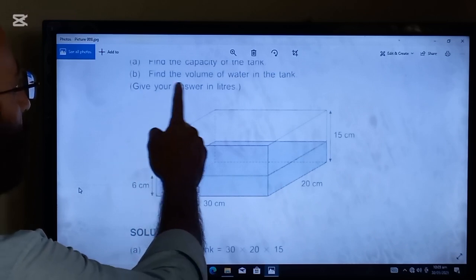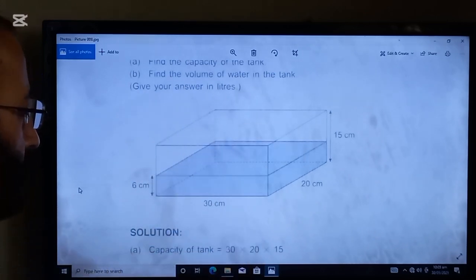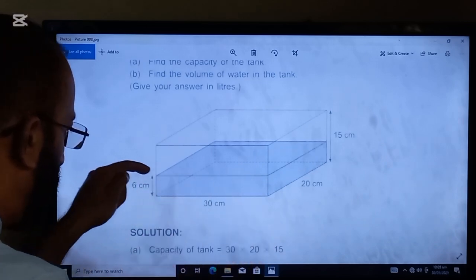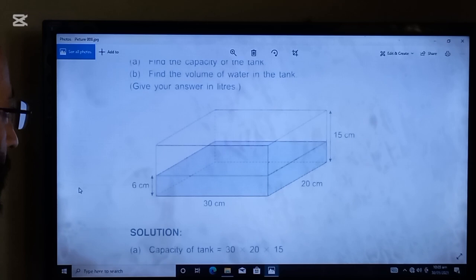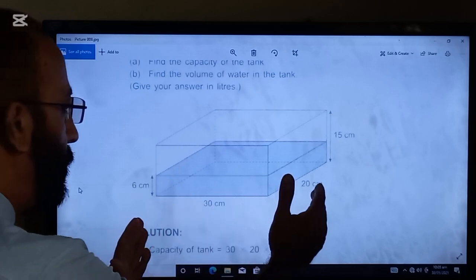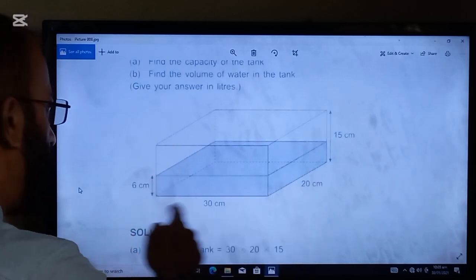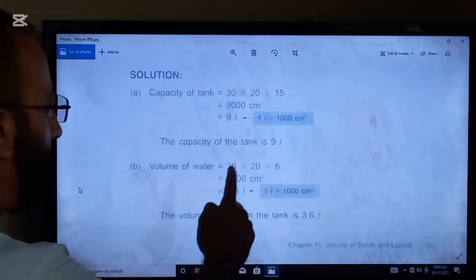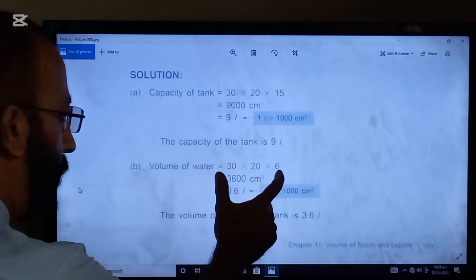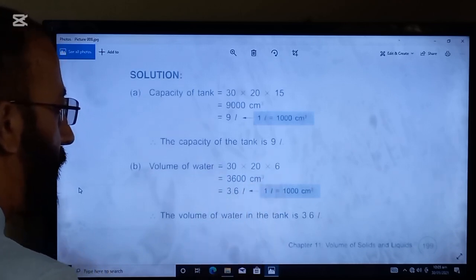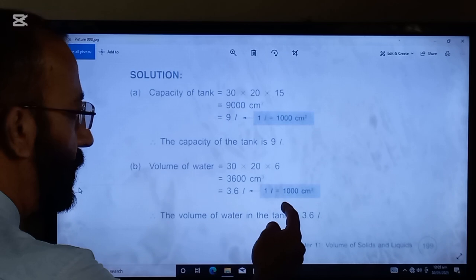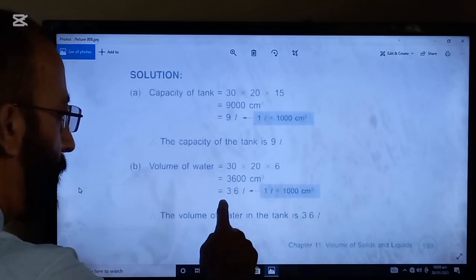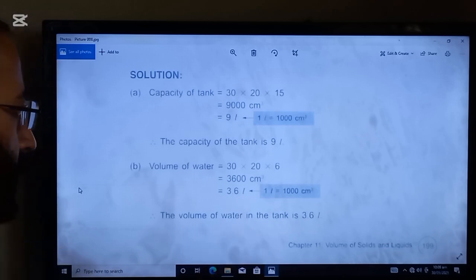The requirement of this part is to find the volume of the water in the tank. So we are required to find the volume up to this height, that is 6. The formula will be used again, length into breadth into height, that is 30 into 20 into 6. Solve it on the calculator, you will get an answer of 3600. Again, 1 liter is equal to 1000 cubic centimeters, so divide this value by 1000, you will get an answer of 3.6 liters.